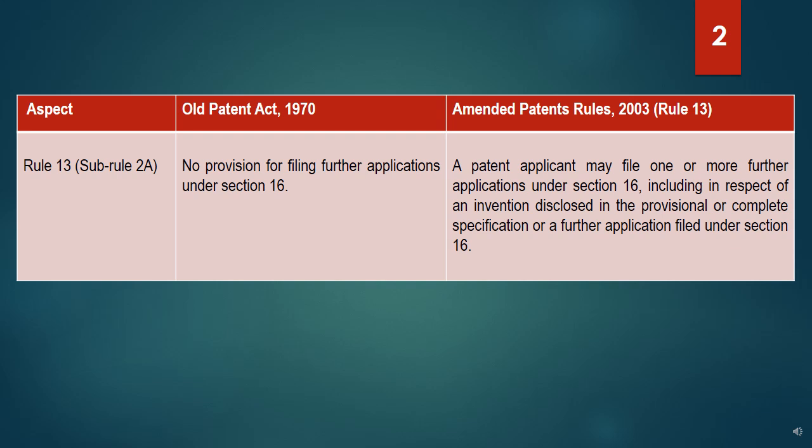Second one is clearer scope. This ensures that the applicant can secure protection for all inventions disclosed, whether in the provisional or complete specification, through as many divisional applications as required. In summary of this amendment, compared to the old rules, this change gives patent applicants more options to file additional applications for invention in different stages, helping them secure broader patent protection.